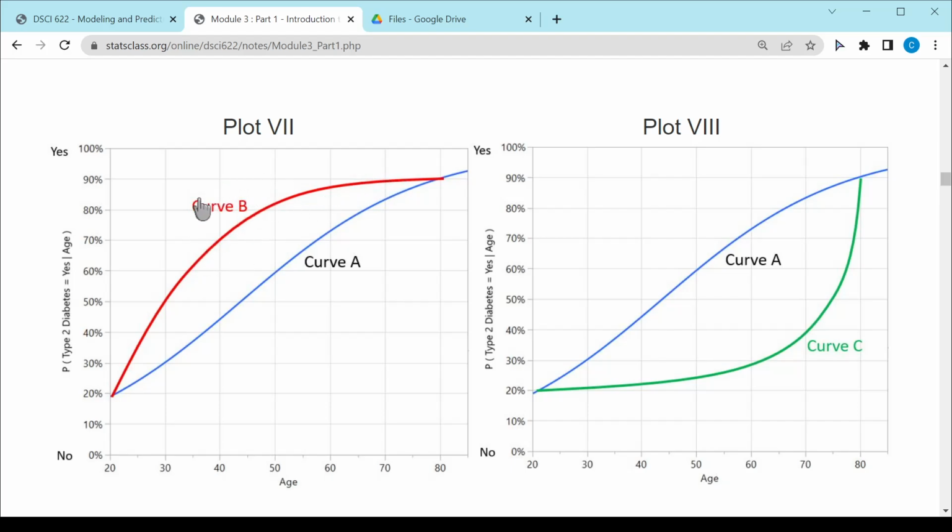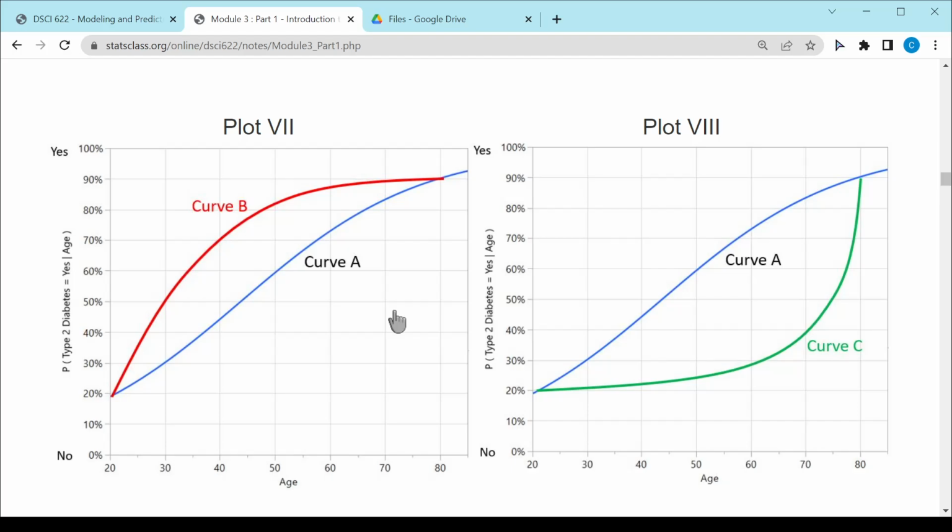What is the difference between curve A and curve B here? The predicted probabilities of getting diabetes are much higher for younger people under curve B than under curve A. In contrast, over here on the right, I have curve C versus A. Here, the predicted probability of getting diabetes is very stagnant. It doesn't increase very much. It's fairly consistent until I get to about 70 years old, and then it really takes off.